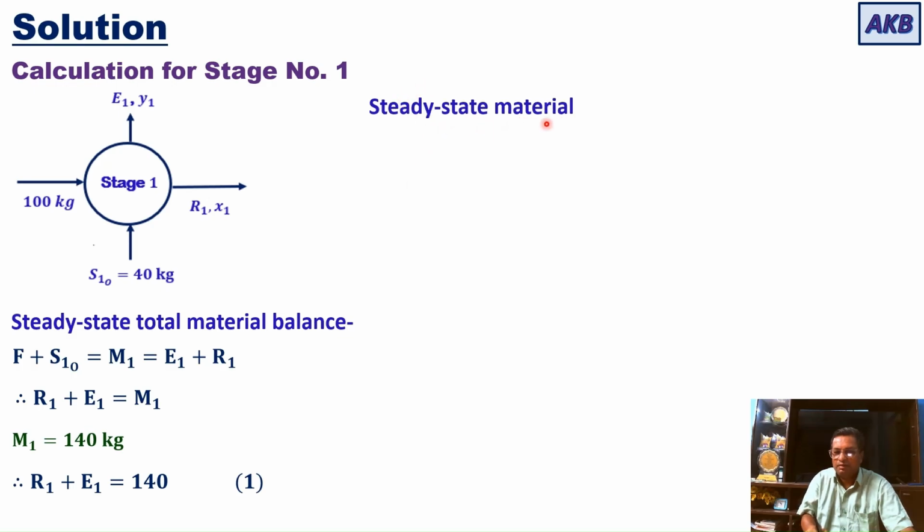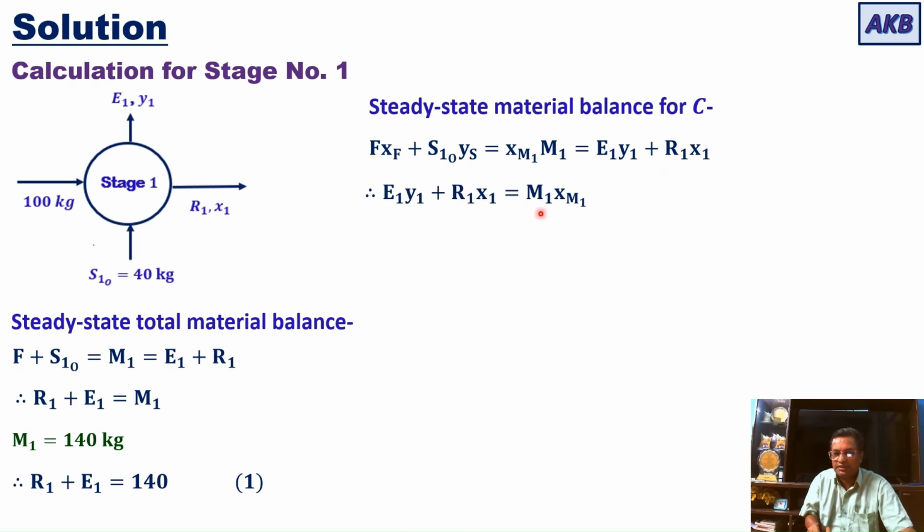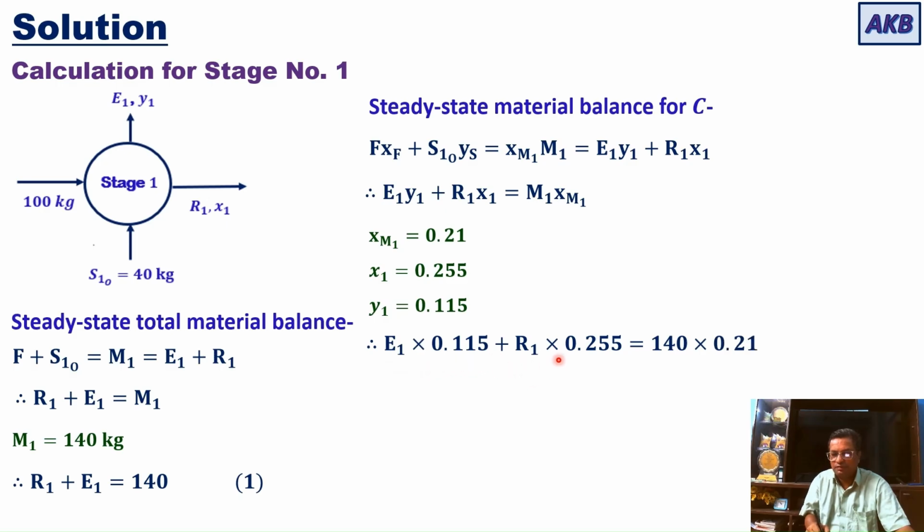Then I will write the steady state material balance for solute C. So it will be F into XF plus S10 into YS, that is equal to XM1 into M1, that is equal to E1 into Y1 plus R1 into X1. That is, I can write E1 into Y1 plus R1 into X1 is equal to M1 into XM1. Here XM1 is 0.21. I had obtained it previously. X1 is 0.255. Again, we just got that value. Y1 is 0.115. We got it. So after using the values, I get this equation: E1 into 0.115 plus R1 into 0.255 is equal to 140 into 0.21. That is, 0.115 E1 plus 0.255 R1, and 140 into 0.21 is 29.4, and I am calling this equation number 2.